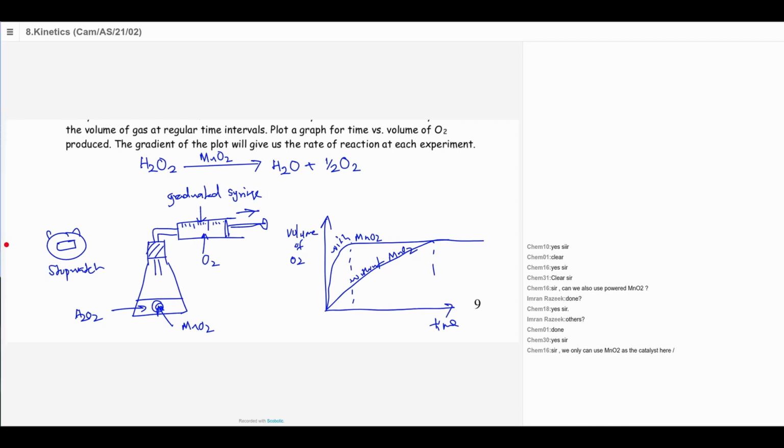In this question, we can only use manganese dioxide as a catalyst. Yes, there are other catalysts also, but manganese dioxide is the best catalyst for this particular reaction.